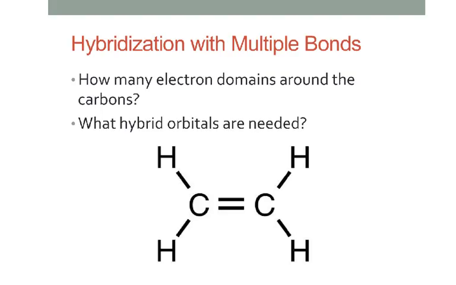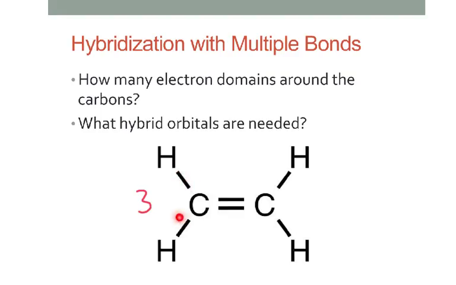To figure out what hybridization is needed, we're basically going to employ the same tricks that we've used in the last video. We actually have two central atoms here, the two carbon atoms. We need to figure out what hybrid orbitals are needed. We're going to look at how many electron domains there are. If I take a look at this carbon right here, how many electron domains are around that carbon? The answer would be 3.